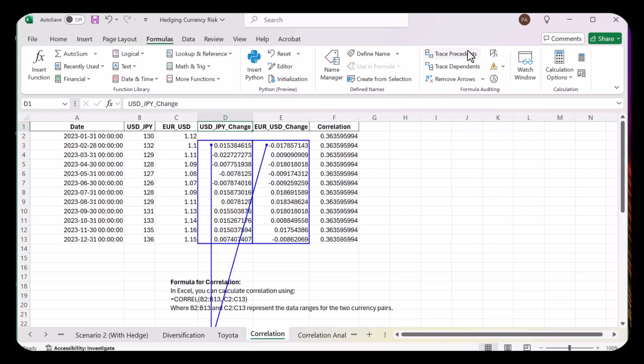0.36. So it will hover between -1 to 1. So this relationship between the USD Japan currency versus the Euro USD currency, what is the correlation between the two pair? The pair is 0.36. Okay, so this is the way how it is calculated.